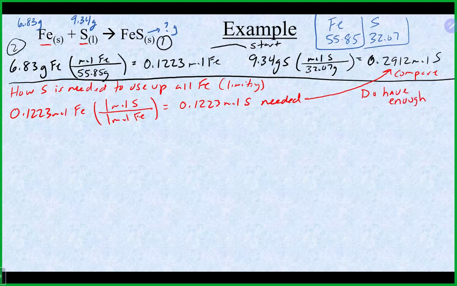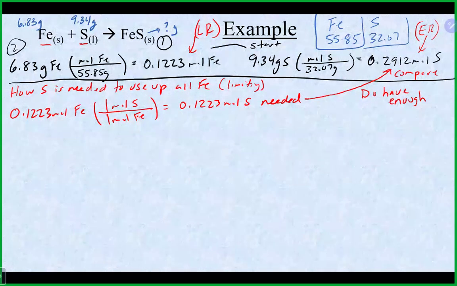And because I have enough, what that tells me is, in this case, the sulfur is going to be my excess reagent. And by default here, the limiting reagent will be the iron. So whichever one you figure out by comparing how much is needed to how much you start with, the other reactant will be the other thing. So once again, if I were to compare at this point and I did not have enough, then that would tell me sulfur would be my limiting and the other guy would be my excess, and vice versa, obviously.